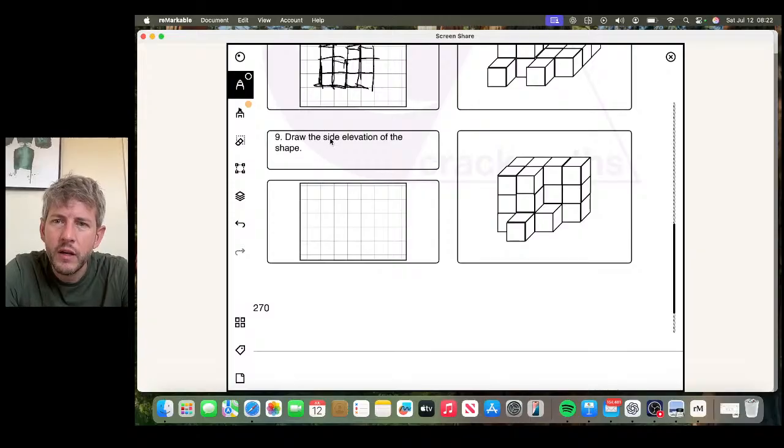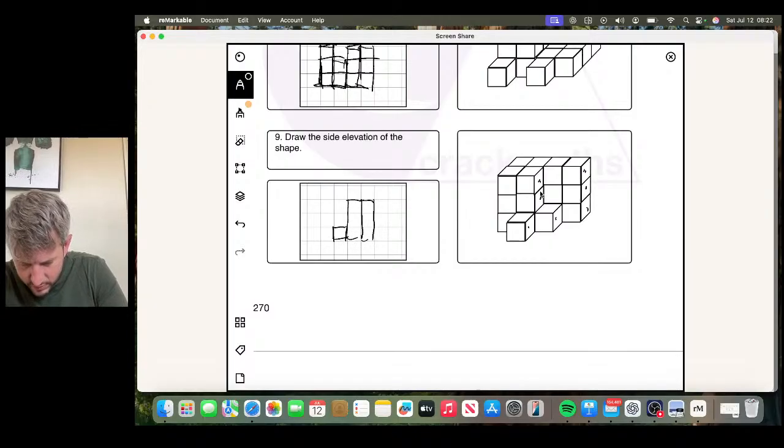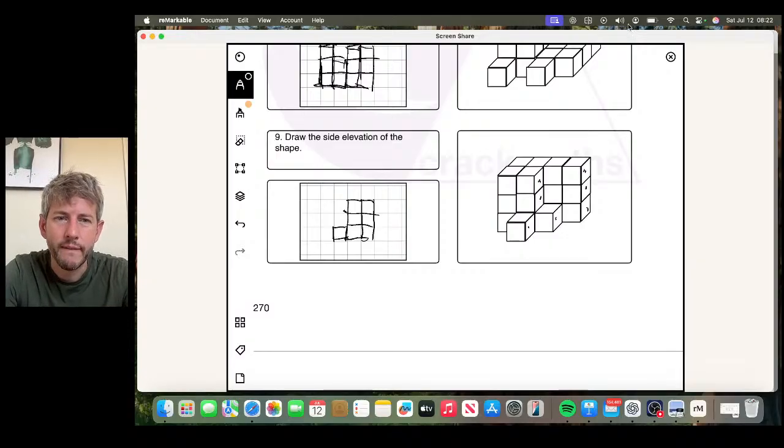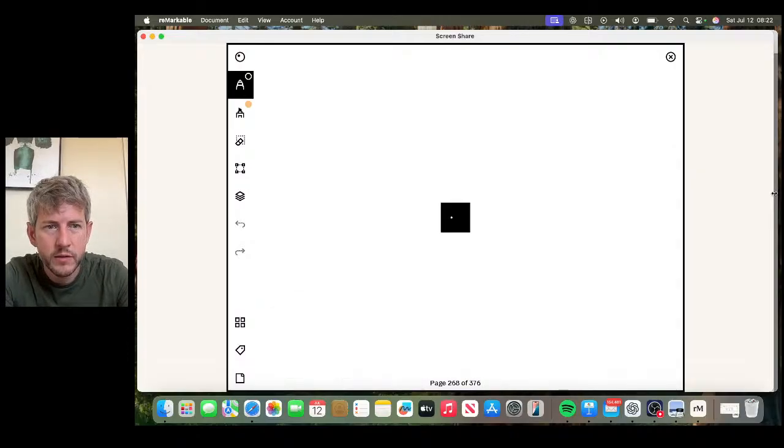lastly, we've got here, draw the side elevation of the shape. Okay, so we've got the side is going to be 1. These ones here. And these ones here. Okay, so it's going to be 1, 3, 3. So it'll be like this: 1, 3, 3. Okay, so that will be the side elevation. Right. Okay, now let's go back to question 1 and we can get these marked.